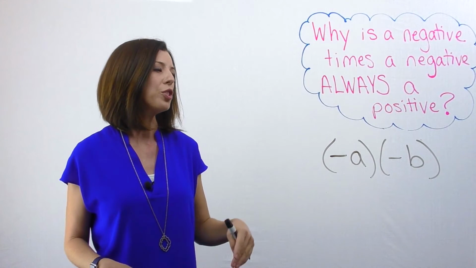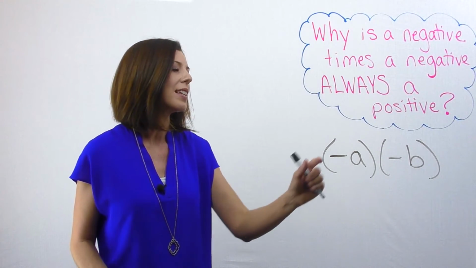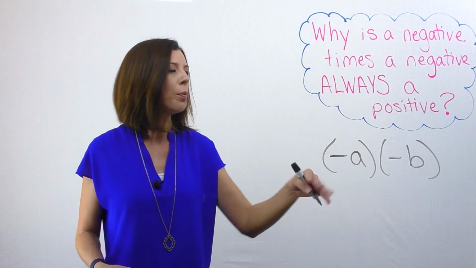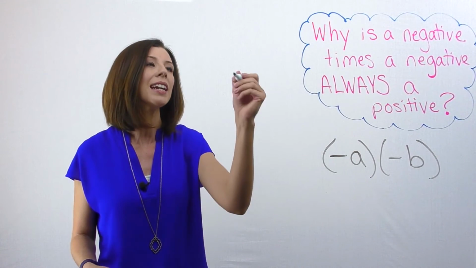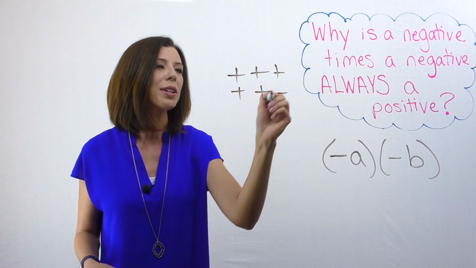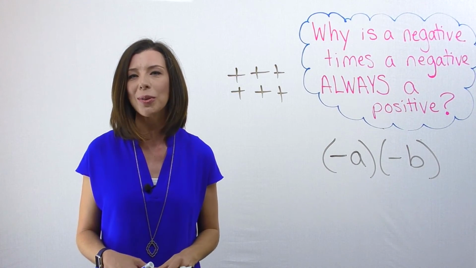When I think of this with just -a times -b, again, I can always think of it as the opposite of a groups of negative chips. Well, no matter what my numbers are, if I'm taking the opposite of some negative chips, I know that's going to turn them all positive. This is why a negative times a negative is always a positive.